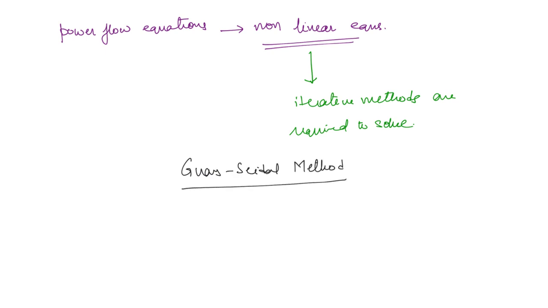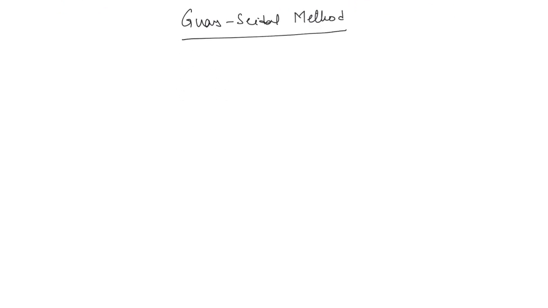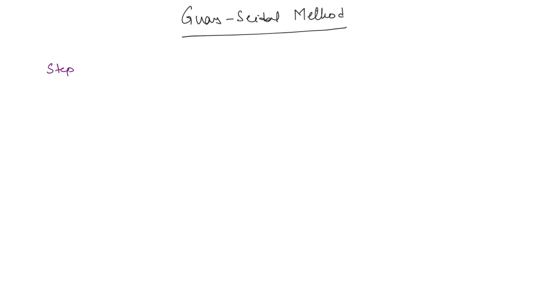From the GATE perspective, actual solving of the equations using the iterative methods is not very important, but you need to know what the method is and how it is done. So we will discuss the various steps involved here. The first step in the Gauss-Seidel method is to number the buses.